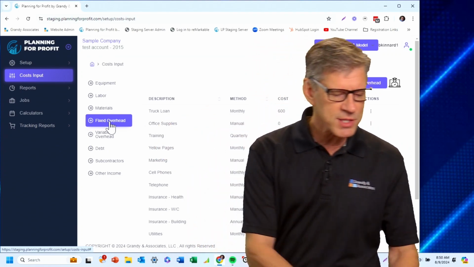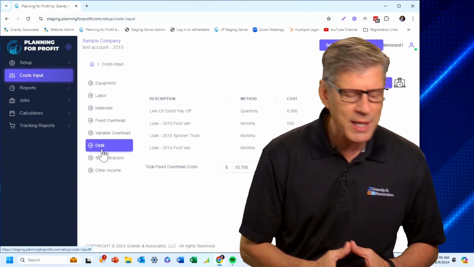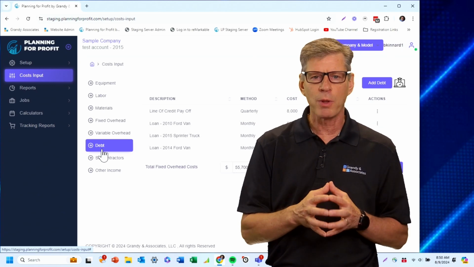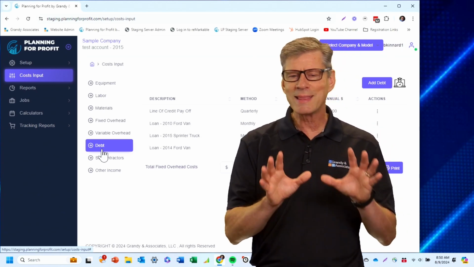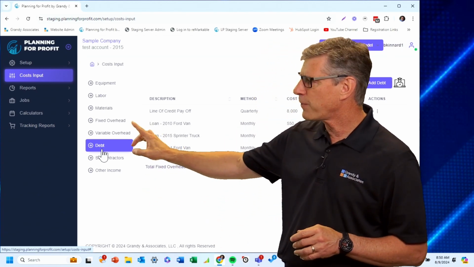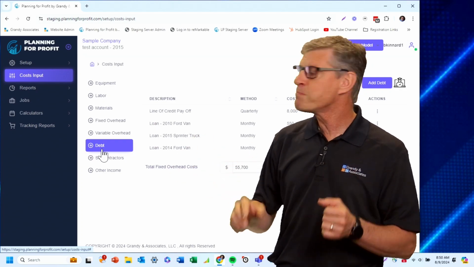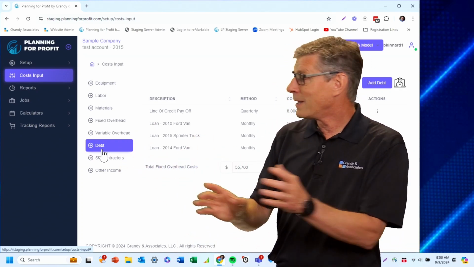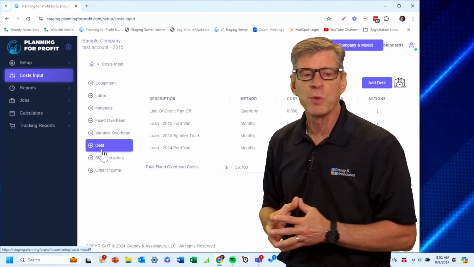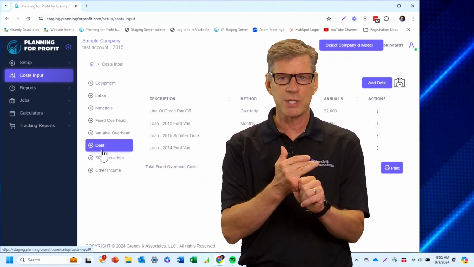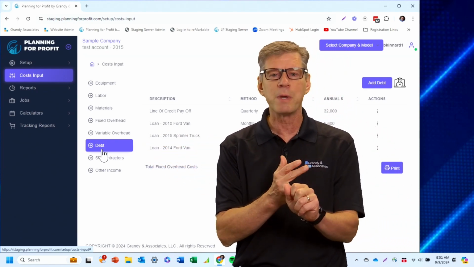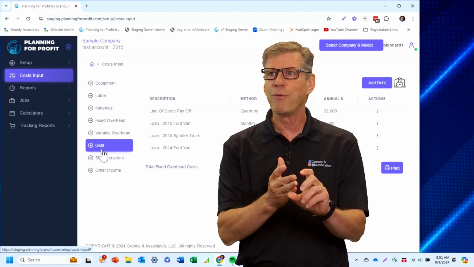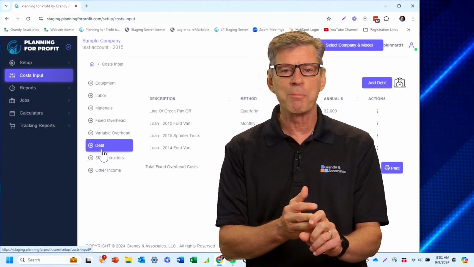And what this gives us the ability to do is enter in all of our debt in one place. So anything that you previously entered under fixed overhead expense, you can remove that, and we're going to enter it under debt. If you're creating a brand new model, all of your debt goes in here. So this would be any loan payments that you have for any vehicles, any general business loans that you have. If you have a line of credit, I'd want to put that in here.